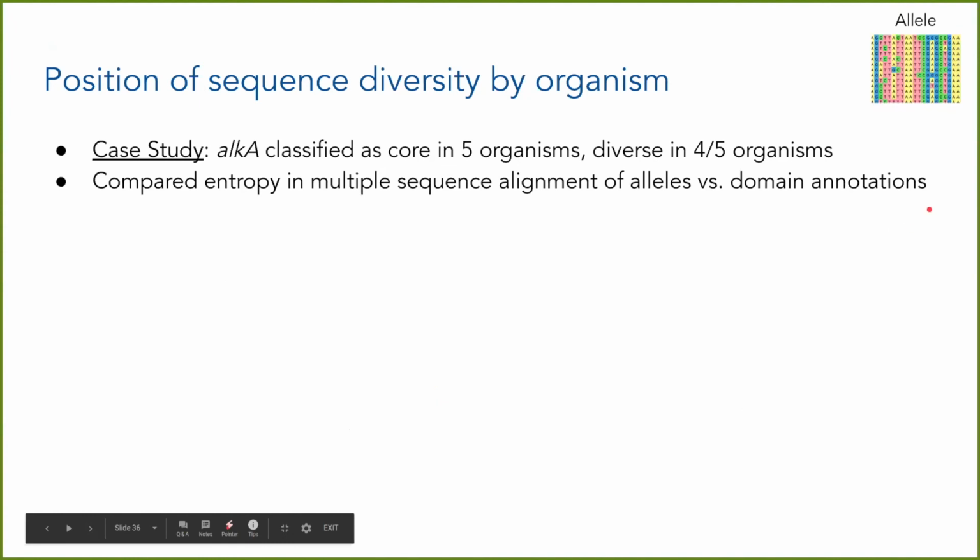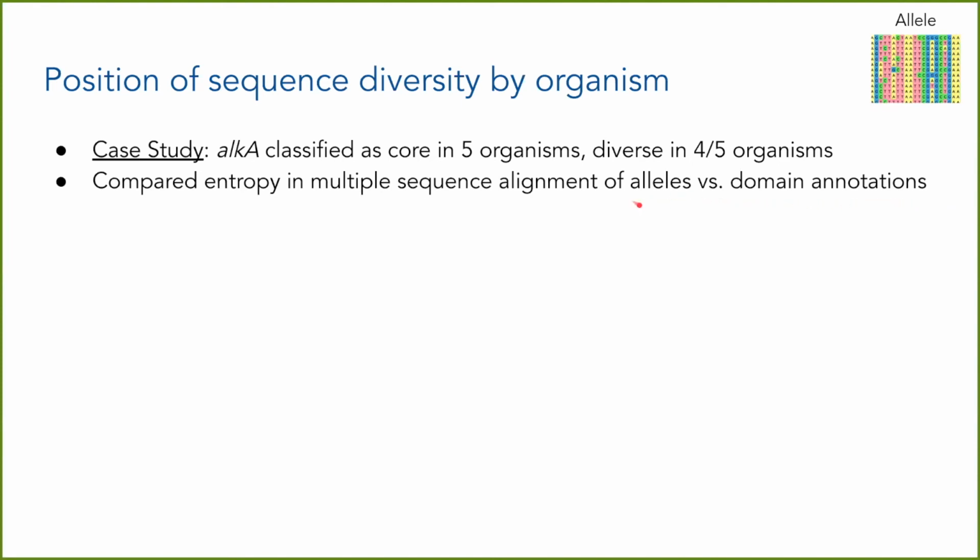And so finally, we wanted to look into the actual positions of the sequence diversity across different organisms. And we focused on this case study of the ALK-A gene, which is a DNA damage repair protein specifically against alkylation damage. And this gene was selected based on the observation that it was classified as a core gene in 5 of our organisms, but among the top 5% most sequence diverse genes in 4 out of 5 of those organisms. And to analyze the position of sequence diversity, we employed entropy once again in a slightly different manner.